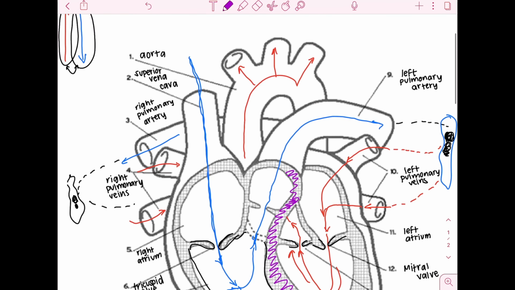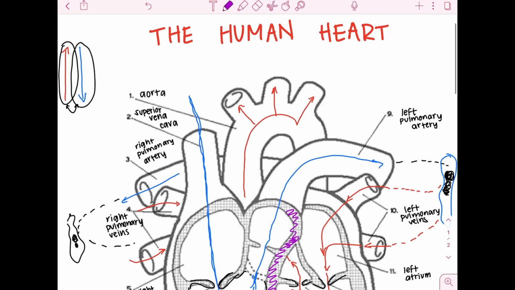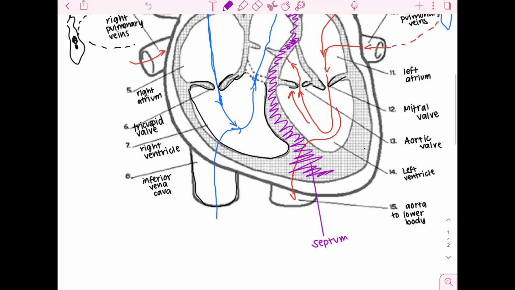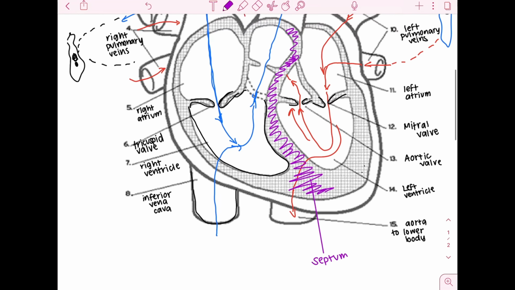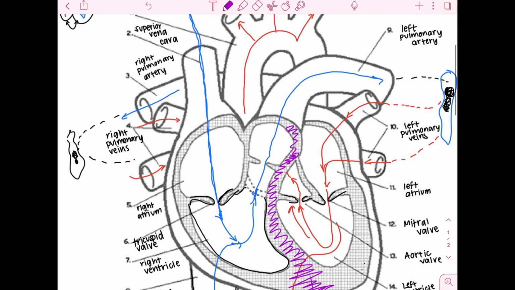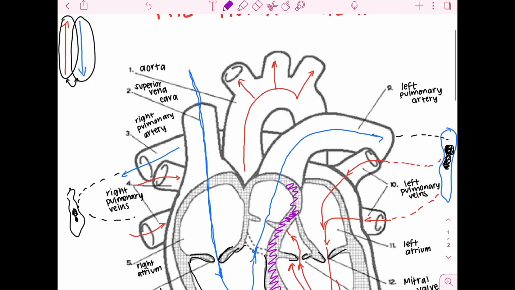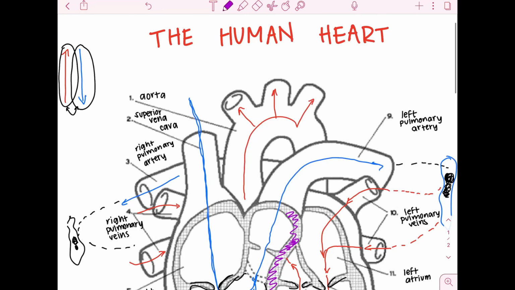So that sums up the lesson on today's human heart anatomy. Today we just went over all 15 parts, well technically 16 if you include septum, all 16 parts of the human heart. We went over the blood flow, the anatomy, and we also discussed the definitions of oxygenated and deoxygenated blood.